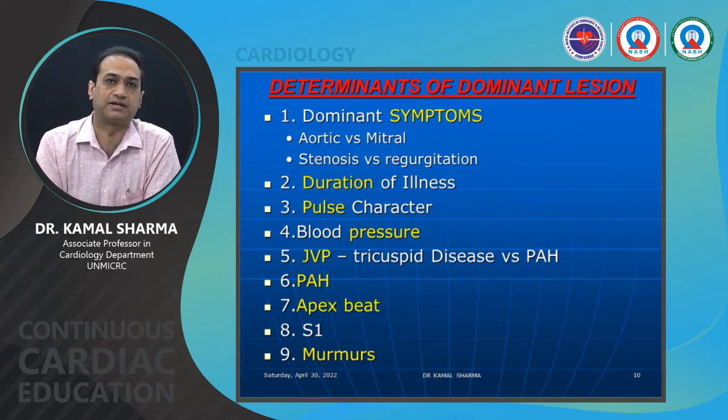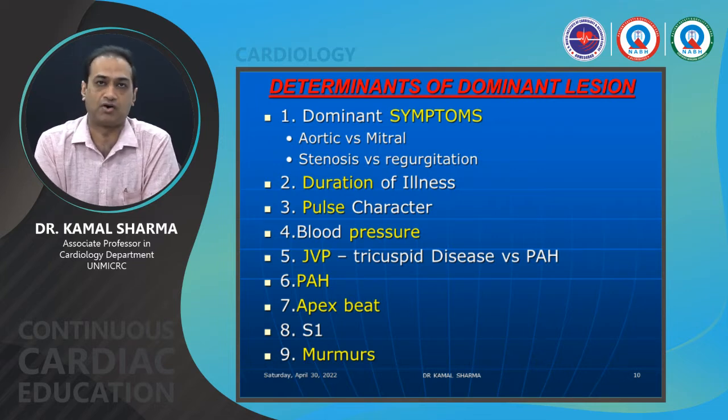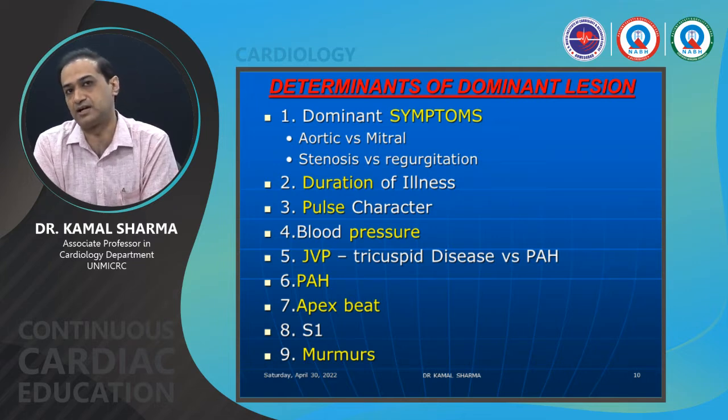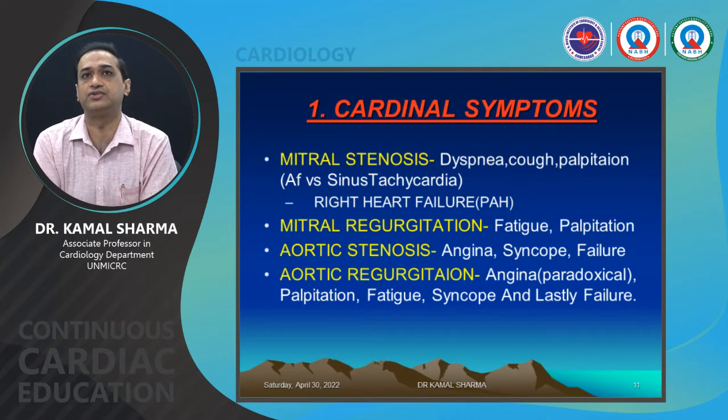Mitral stenosis would have a tapping apex beat, while an apex beat which is down and out would usually favor either MR or AR. The intensity of the first heart sound, and the duration, length, intensity and characteristics of the murmurs, will also help in determining the dominance of the lesion.